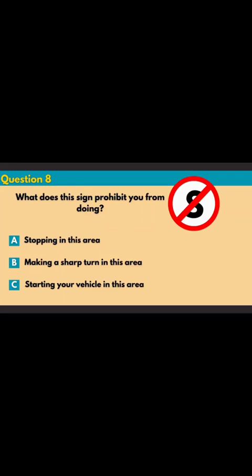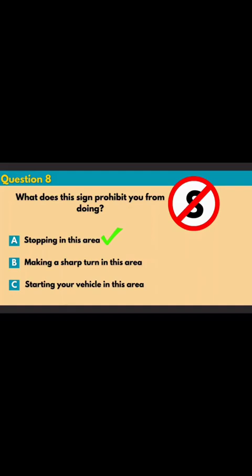Question 8. What does the sign prohibit you from doing? Now there's an S behind that red line. So does the sign prohibit you from stopping in this area, making a sharp turn in this area, or starting your vehicle in this area? The correct answer will be A, you are not allowed to stop in a specific area where you see this sign.